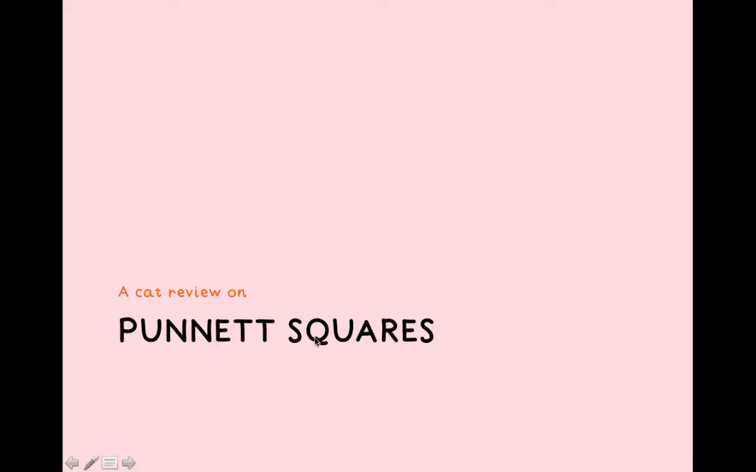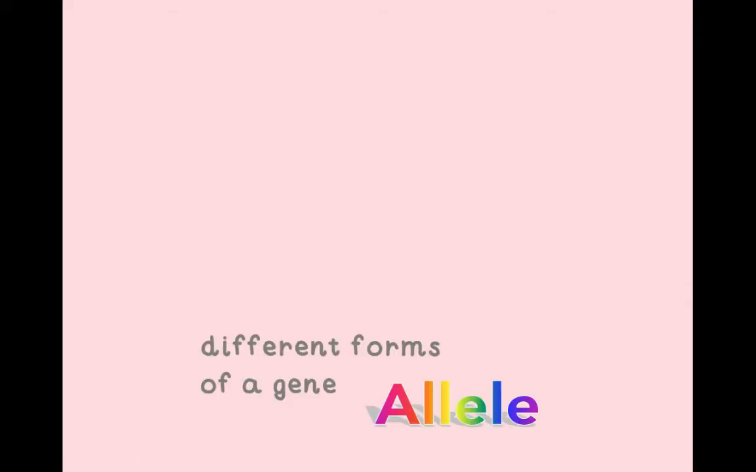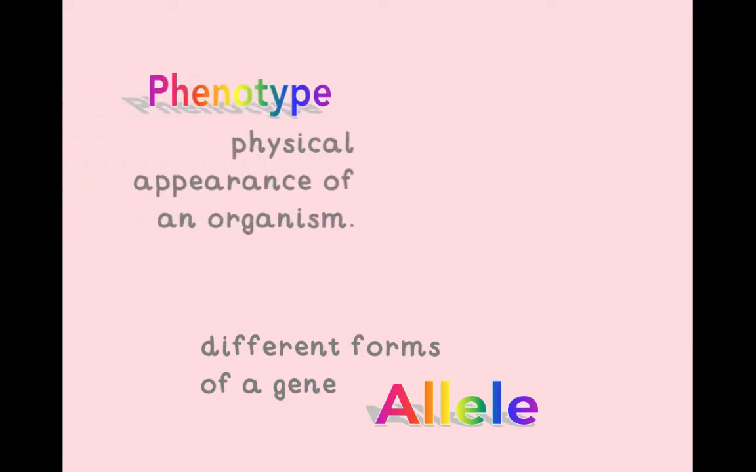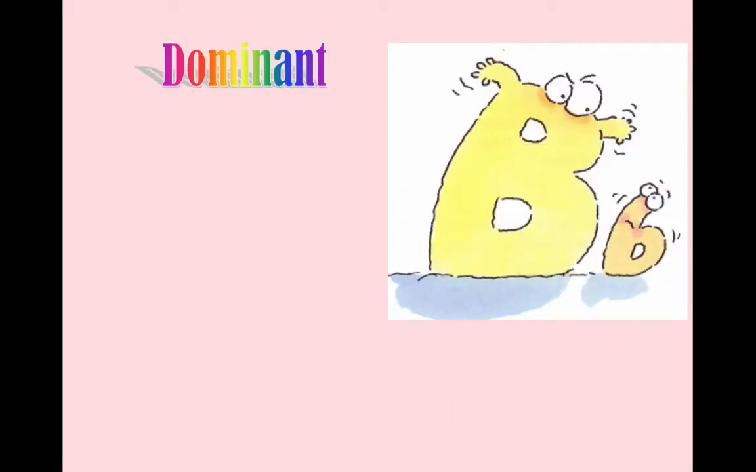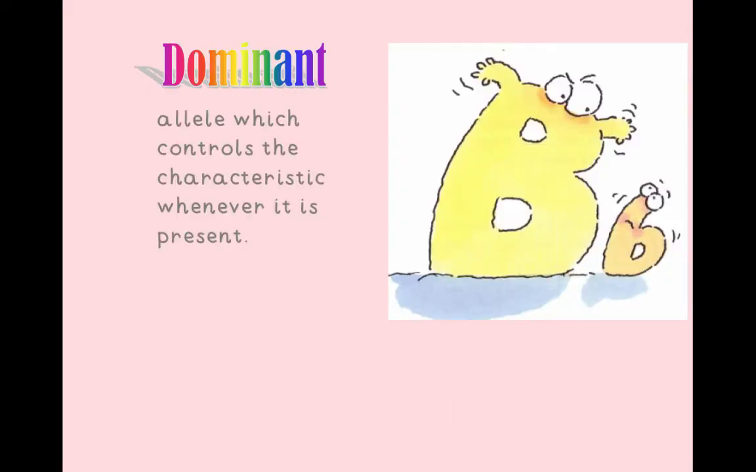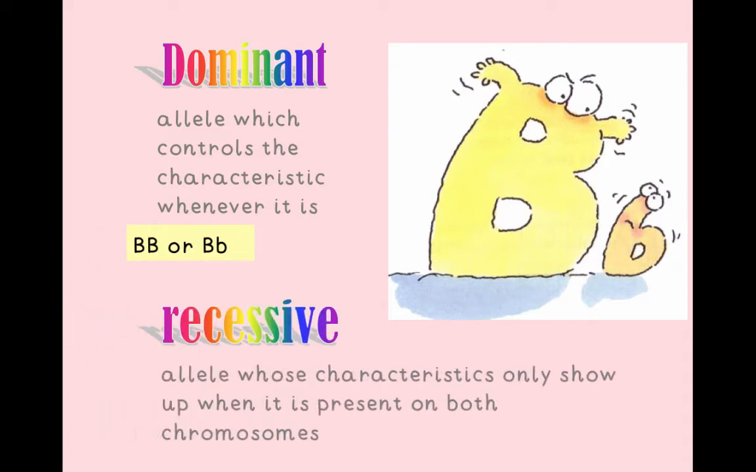Today we're going to do a review on Punnett squares, and we're going to use examples on cats. Remember that different forms of a gene are called alleles. Phenotypes are physical appearances, and genotype is the set of genes or alleles that an organism possesses. Some alleles are dominant because they control the characteristic whenever it is present, and some of them are recessive because they only show when it is present on both chromosomes or when the dominant allele is not present at all.